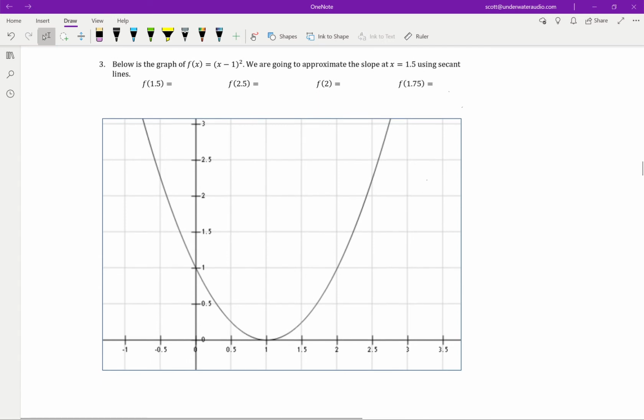I've got this graph here. This is x minus 1 squared. That's what this is. I'm going to draw a line. x minus 1 squared.